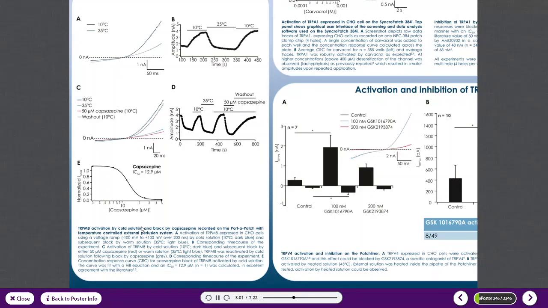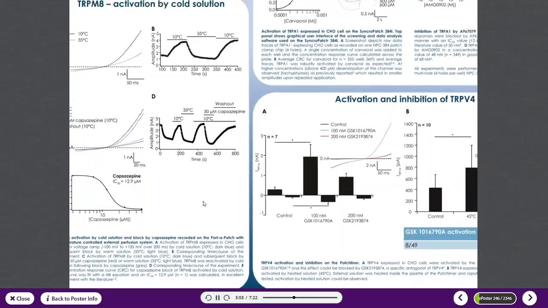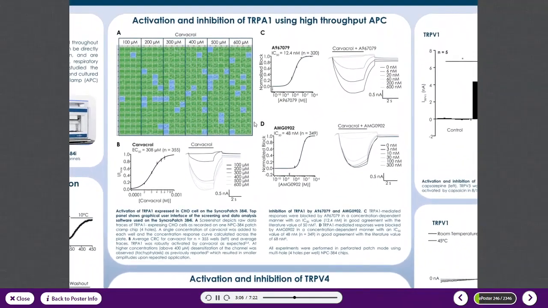literature values. In the next experiment shown on the top middle panel of the poster, we recorded TRPA1 expressed in CHO cells on a high throughput automated patch clamp device, the SynchroPatch 384i, which records from up to 384 wells at a time. In these experiments, we used multi-hole chips with 4 holes per well, and used the perforated patch mode. TRPA1 was activated by carvacrol, shown in panels A and B, in a concentration-dependent manner with an EC50 of 308 micromolar for an average of 355 wells.